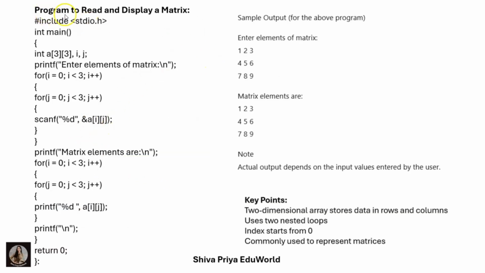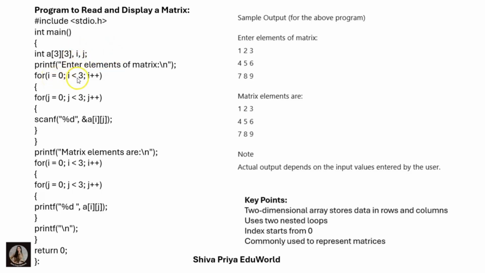Let us see an example. Program to read and display a matrix. Here, hash include standard input output.h. I have told why we use this. Into main function, from this the execution of the program starts. Int a of 3 and 3. Here I have taken 3 rows and 3 columns. Here it declares the 2D integer array, 3 rows and 3 columns. And integer variables i, j to be used as loop counters.